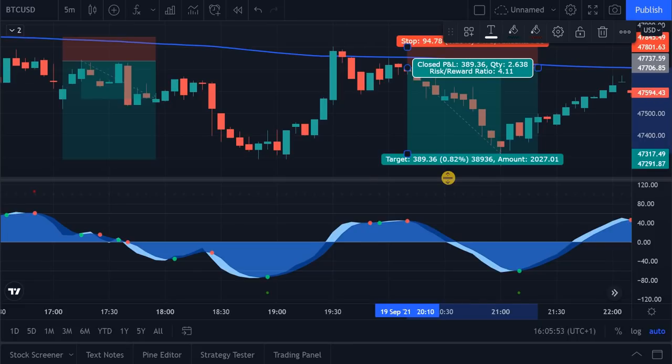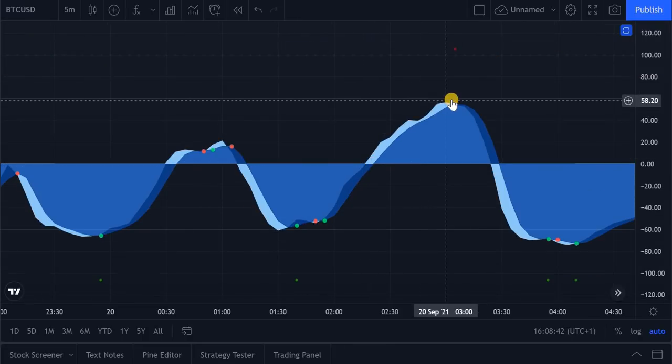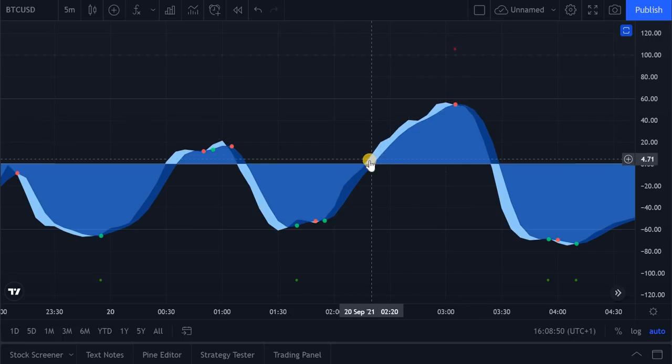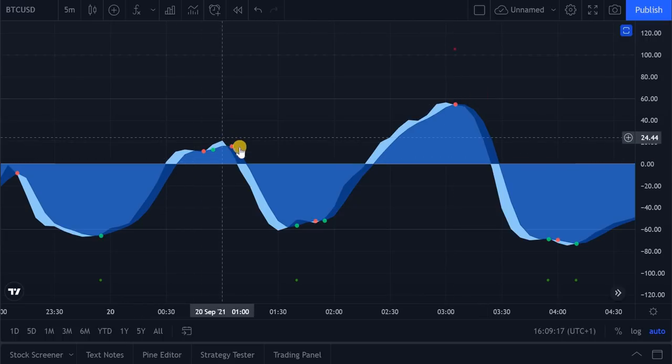the Vumanchu Cipher. There is one more thing I need to tell you when using this Vumanchu Cipher. You need to know that the larger the wave, the more likely that trade is going to play out. So if you have a big wave like this, that shows a higher percentage of that trade working out than a smaller wave. So you need to take all this into consideration when using this strategy.